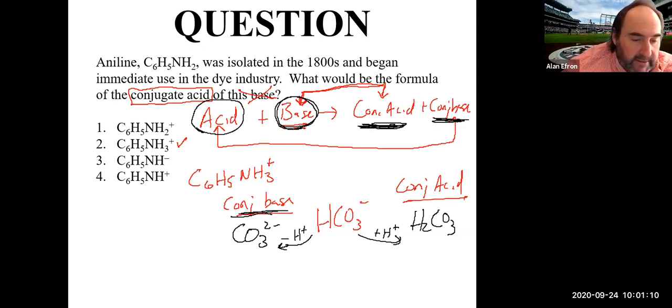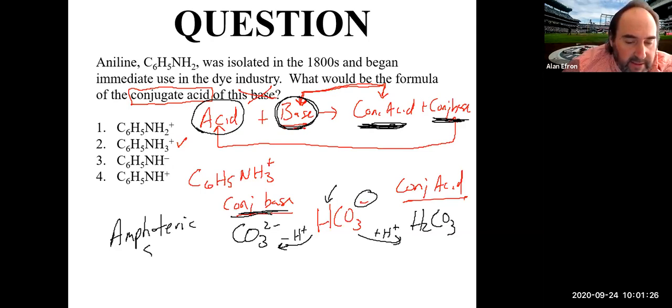Now, we do see something here that can act as both an acid or a base, and that oftentimes happens when you have something with a hydrogen and a charge. And that is something that is known as an amphoteric substance. So an amphoteric substance is basically something that could act as an acid or a base.